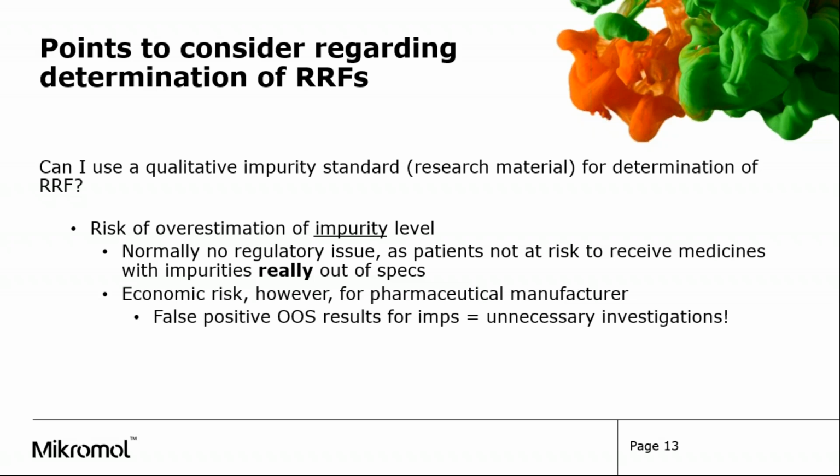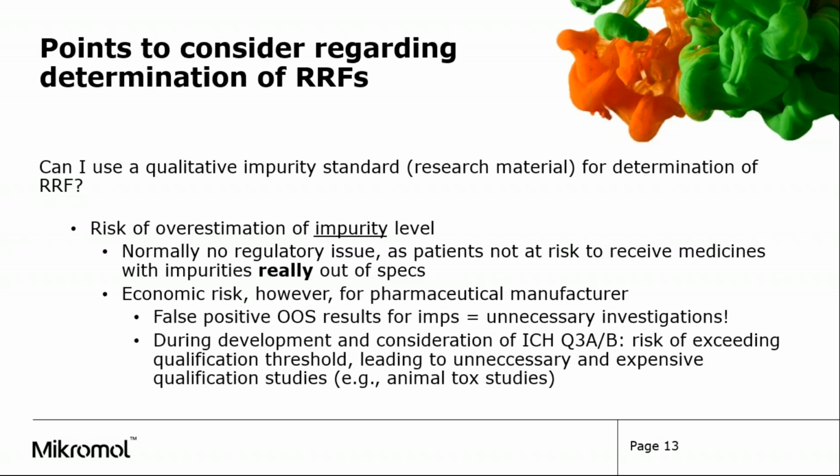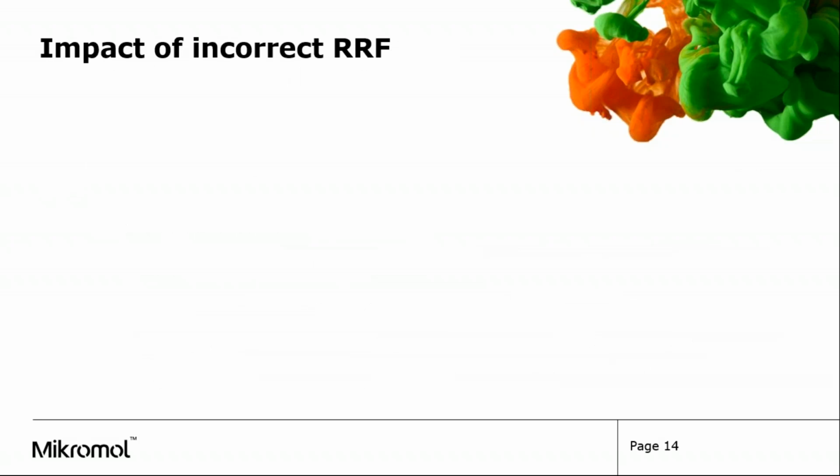And that's because either a false positive OOS that results in unnecessary investigations or rejection of material, or during development, if you're overestimating an impurity, it could lead to exceeding the impurity qualification threshold, which could lead to unnecessary, time-consuming and expensive qualification studies. So something to indeed watch out for.